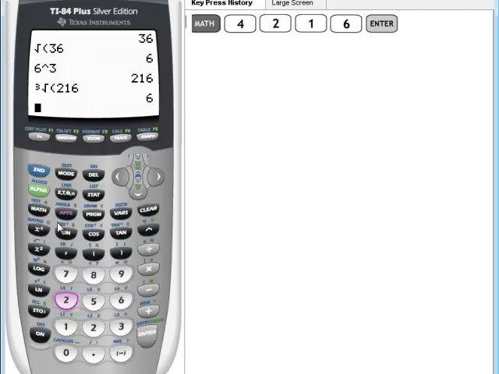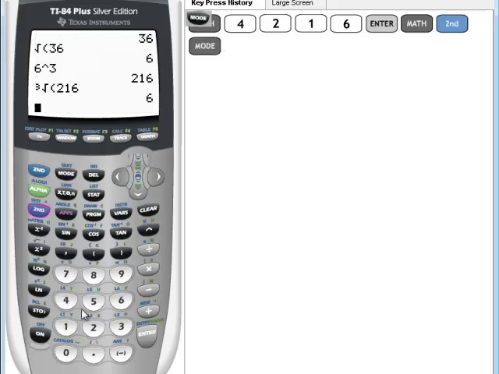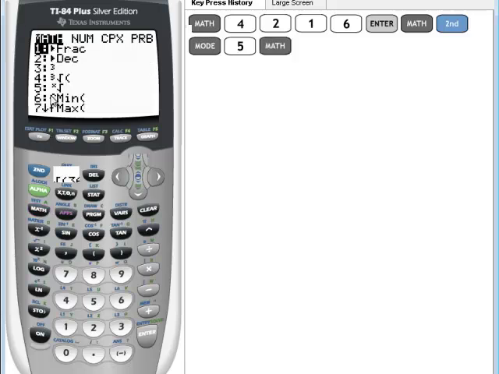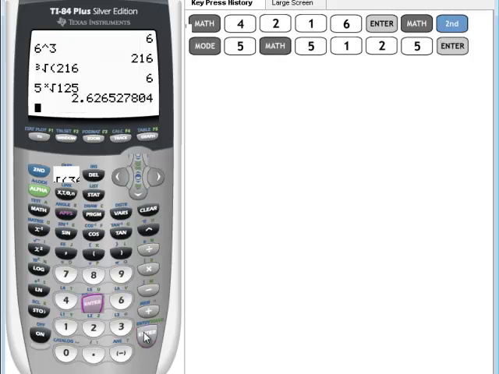So also under the math button, what you would see is a variable root button. So what if you wanted to know, let's say, the 5th root of 125? So you would enter your index in, then you would go to your math button, and you would go down to option number 5. So we want the 5th root of 125. And what we have is a decimal approximation.